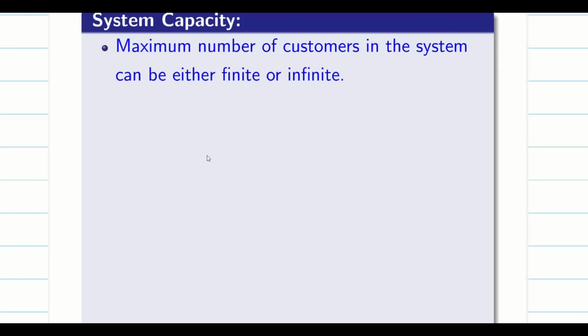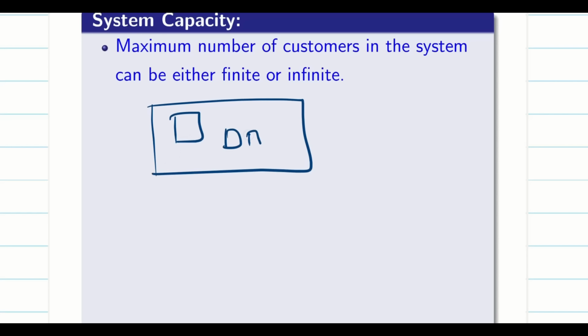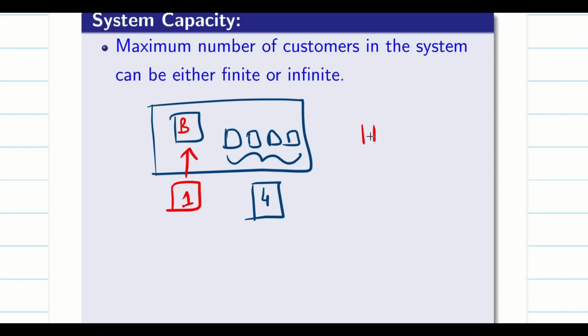Next, system capacity. The system capacity is the number of customers who can be in the system. It might be finite or infinite. Suppose a barber is keeping a shop with a capacity of 4 people to sit and wait for service, while the barber is cutting hair, and one person is sitting in the chair. So the capacity of the system is 1 plus 4, and the capacity of the queue is simply 4.